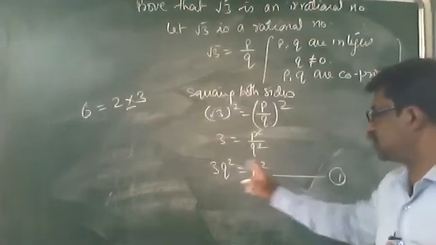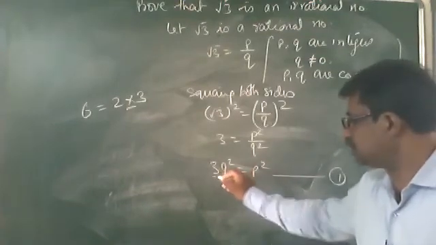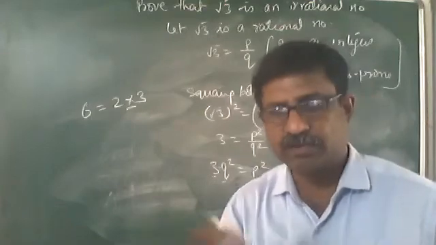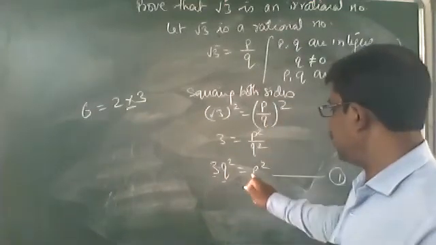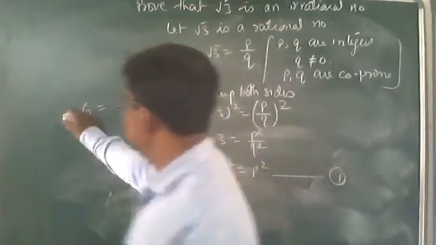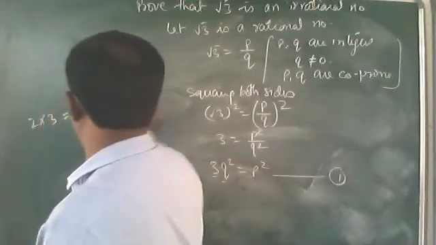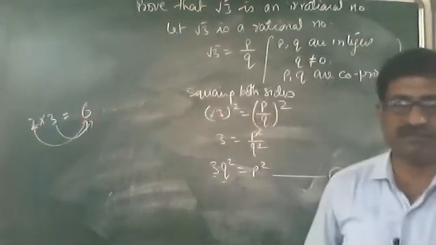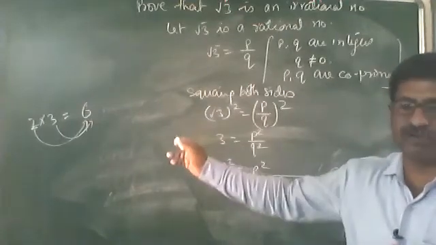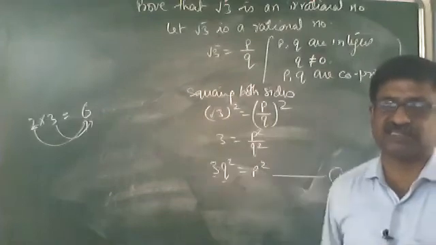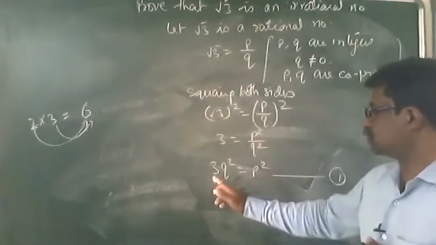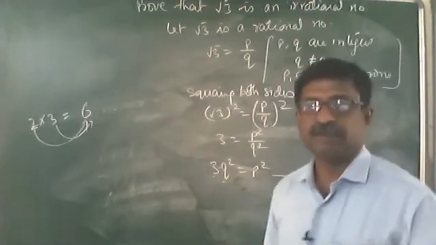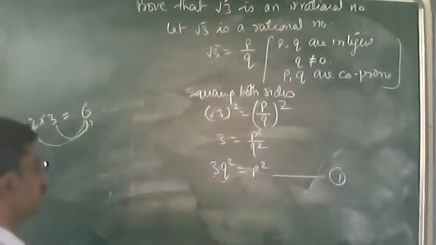You also got p square is equal to 3q square. In between 3 and q square we got the multiplication sign. What can you conclude? 3 divides p square. If we got 2 into 3 equal to 6, that is 2 divides 6 as well as 3 divides 6. Here also 3q square equal to p square, that is 3 divides p square as well as q square divides p square. We'll take this 3, a prime number.